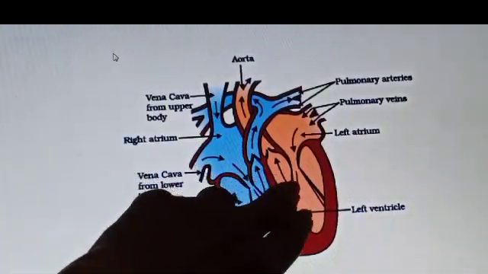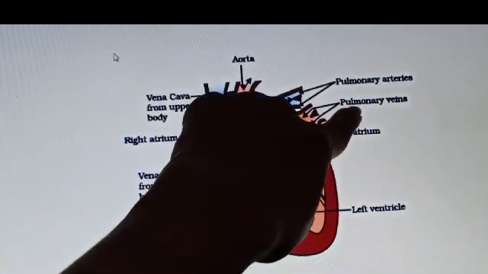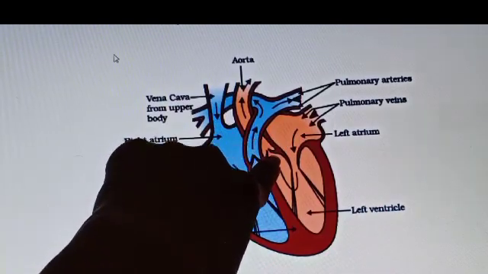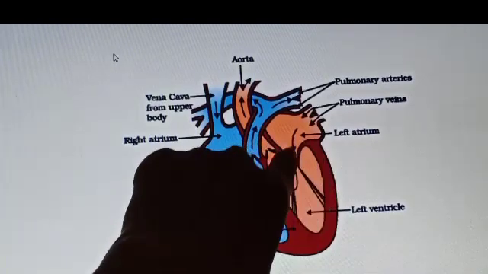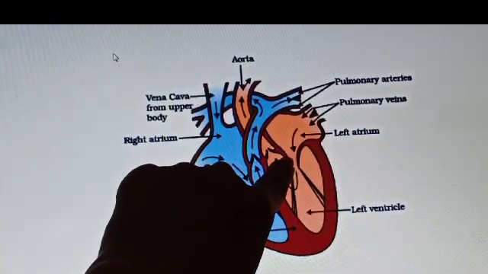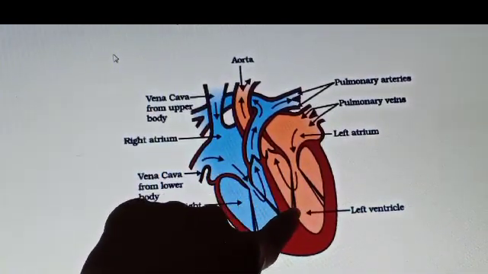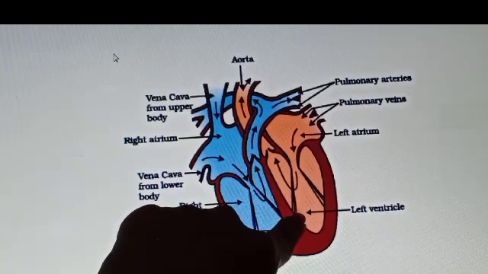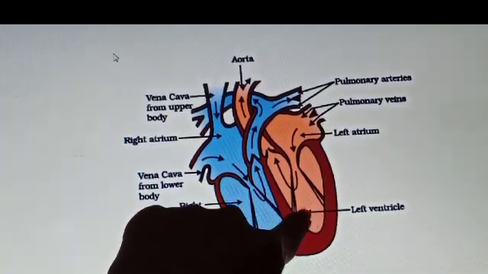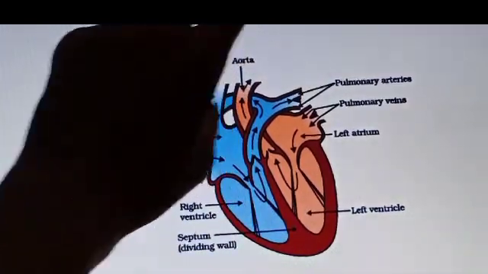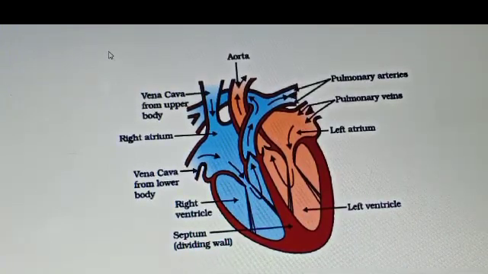While on the left side, the pulmonary veins from the lungs carry the oxygenated blood and open into the left atrium. While the valve is open, this oxygenated blood from the left atrium comes into the left ventricle. Again pumping occurs and this oxygenated blood is carried to the body by the aorta. So these kinds of things you have to show in the figure of the heart.